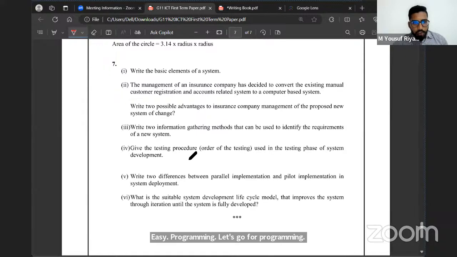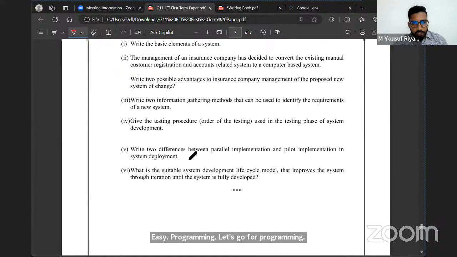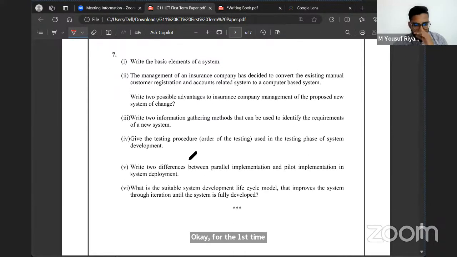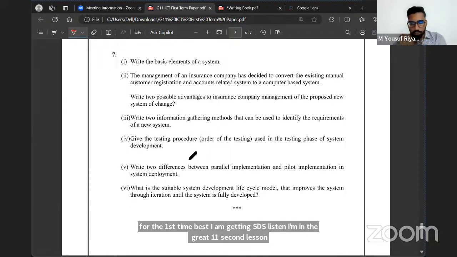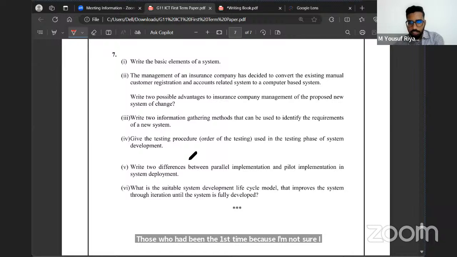For the first term test, I'm getting the STLC lesson, I mean the grade 11 second lesson. Those who are doing the first term test, I'm not sure, but I will be giving the STLC lesson, the grade 11 second lesson. Okay, I'm going to give you all 5 minutes.